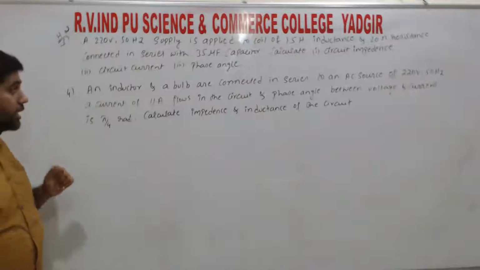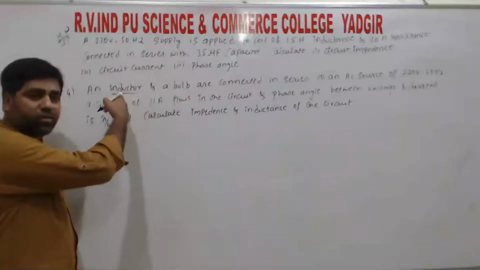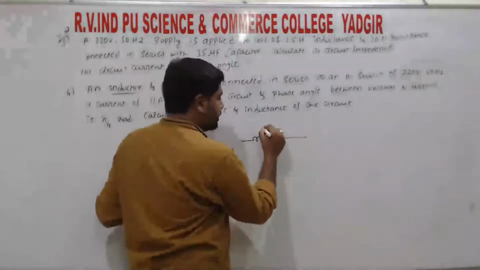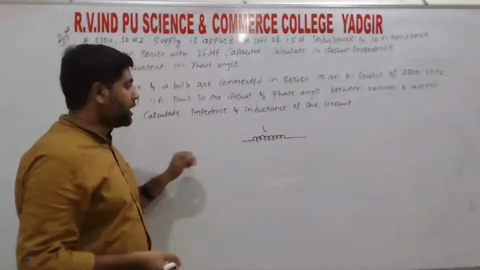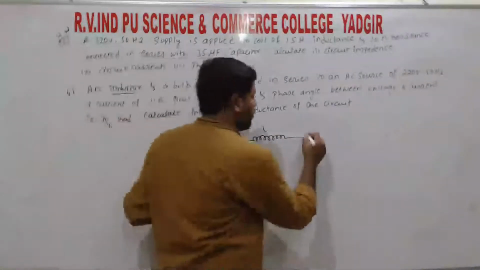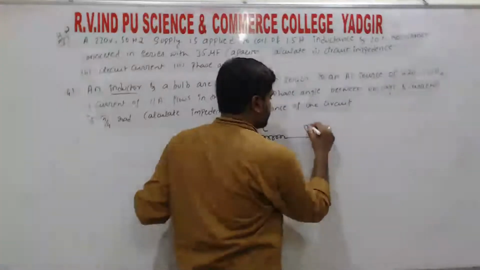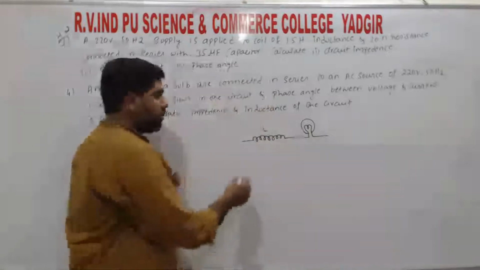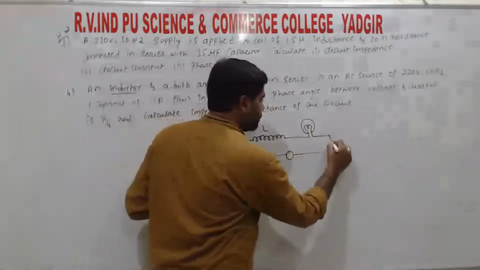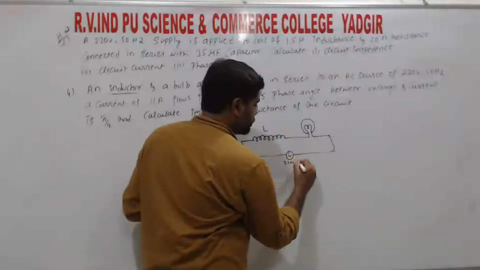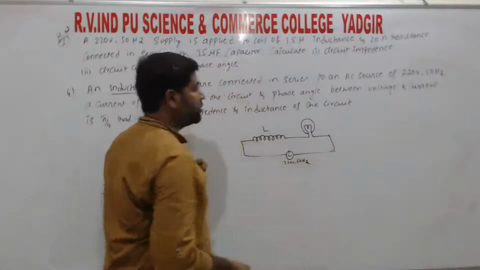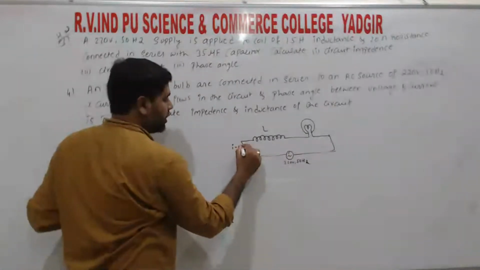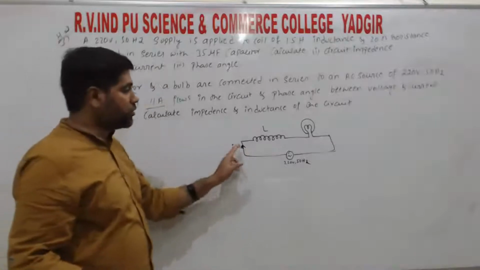One inductor is directly mentioned, having the inductance L, right? This inductor is connected to one bulb, right? So this is one bulb, connected to the bulb and applied to the AC source of voltage 220 volts, 50 hertz, right? And also the given current which is flowing in the circuit, I, is 11 amperes.